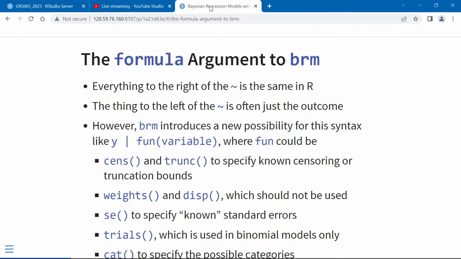Maybe not base R, but inclusive of some other R packages. And so the thing to the left of the tilde is often just the outcome. But there are some situations in which you need to use a somewhat new syntax, where y, vertical bar, and then some function of another variable, and that function can be one of 5 or 6 things. Cens, which we'll talk about today to indicate censoring. Weights, which is something that really shouldn't be used in Bayesian analysis.